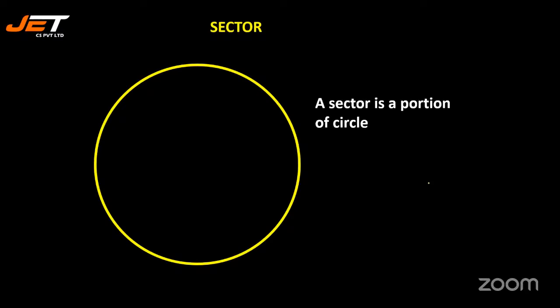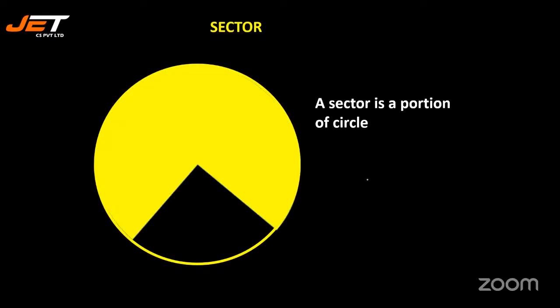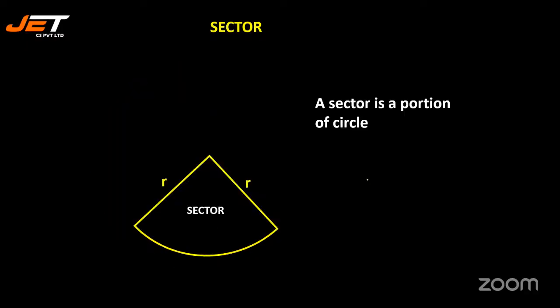Now, a sector is a portion of a circle. You can see here the yellow highlighted is the major portion, and the one which is not highlighted is the minor portion or the minor sector. So we have the major sector and the minor sector. We call it R because that's the radius.